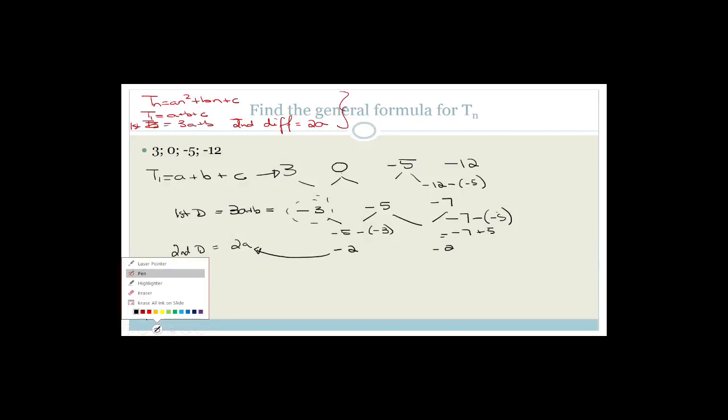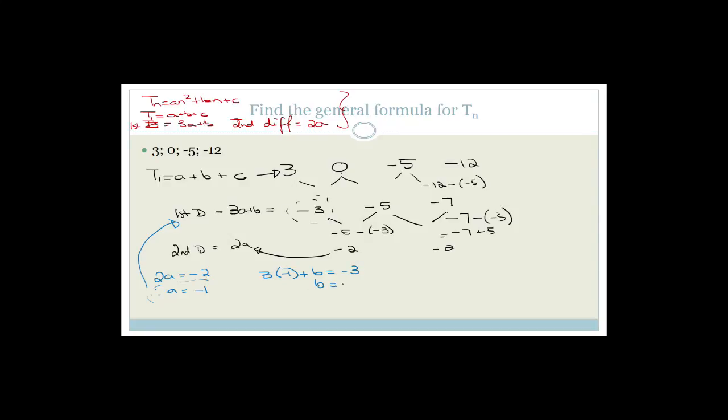Okay, so now I can use these formulae to solve. So we know that 2a equals minus 2, therefore a equals minus 1. We just divide on both sides by 2. We now can use this and substitute into the first difference. So we've got 3 times minus 1 plus b is equal to minus 3.